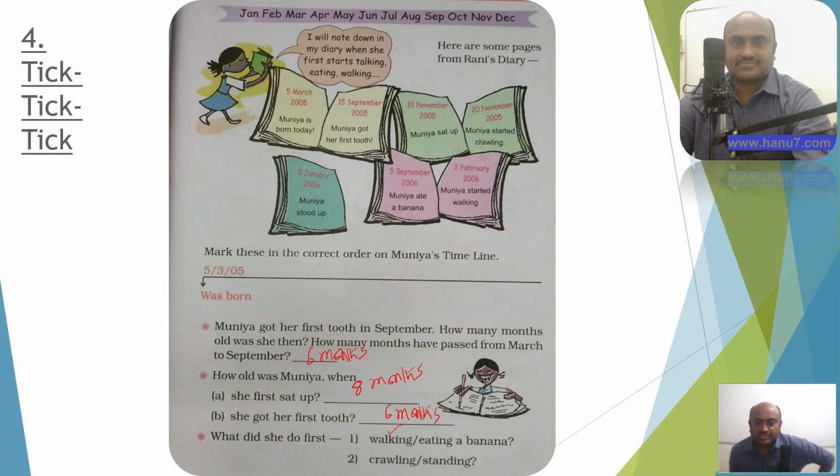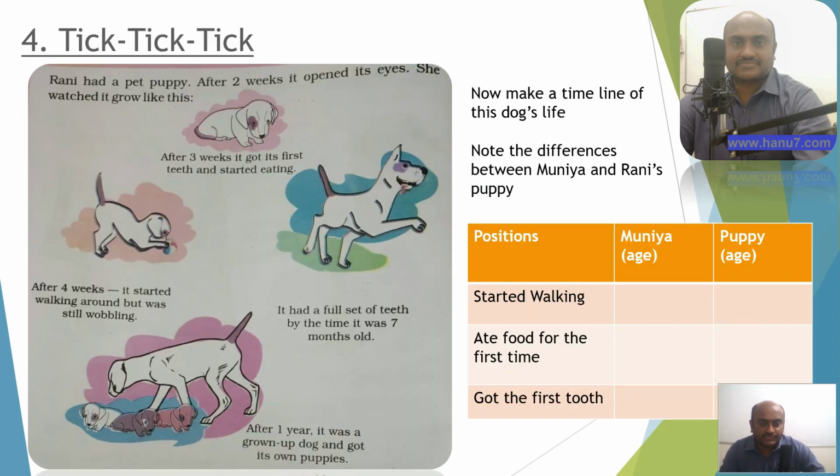The next, crawling or standing. Obviously everybody will be first to do crawling and then they will stand up. So crawling is the activity she first did. Now Rani had a puppy.